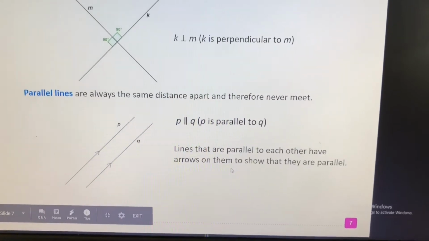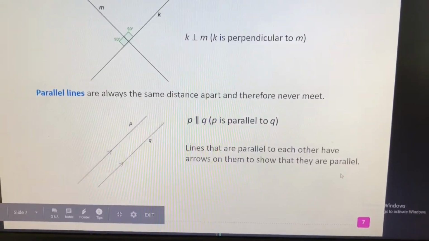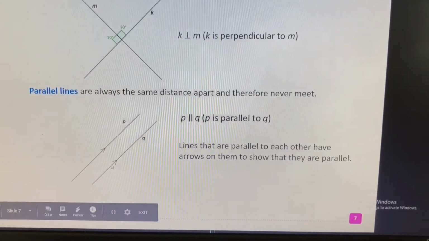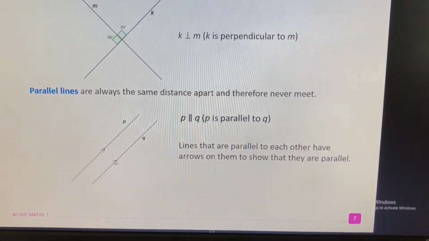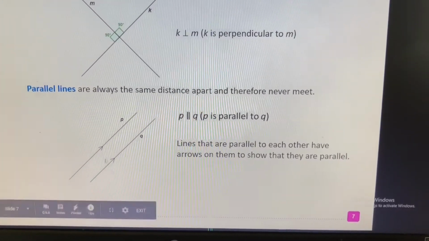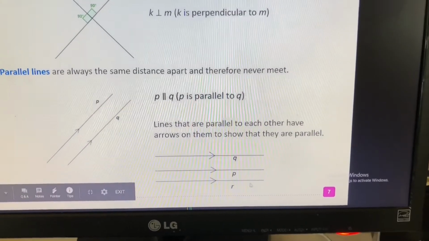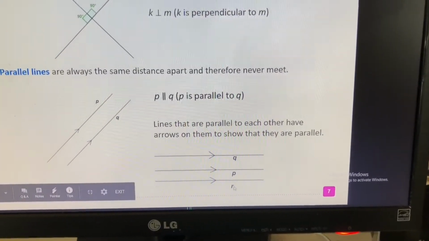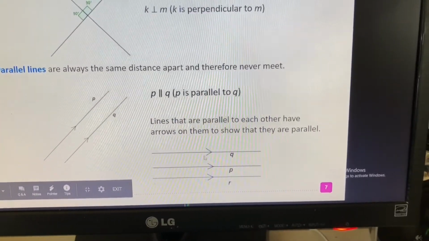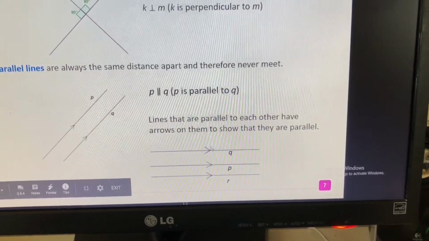So, lines that are parallel to each other have arrows on them to show that they're parallel. So if you see arrows and the same number of arrows, so these both have one arrow each, then they are parallel to each other. We don't need to measure them. We simply know from the use of these arrows. And here we have 3 lines, line P, Q and R. I don't need to measure in between them to decide that they're parallel because they each have one arrow. So having the same number of arrows means that they are all parallel to each other.